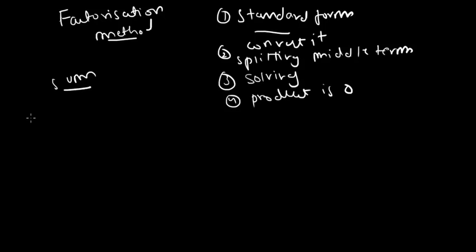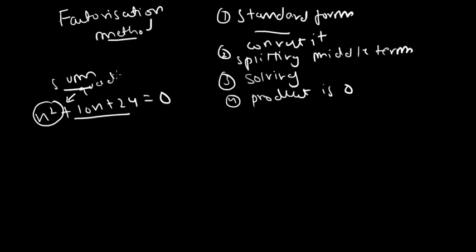So we have a sum here, x square plus 10x plus 24 is equal to 0. This is a quadratic equation. Is this in a standard form? Yes, because this term is a quadratic term, this is the linear term, and this is the coefficient. So this particular equation is already a quadratic equation. So step 1 is complete. There is no need for conversion. Now we split the middle term. This is the middle term.